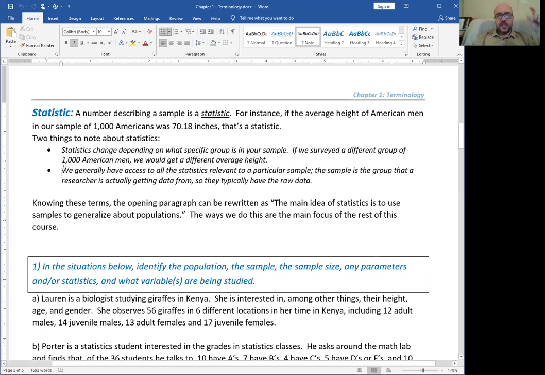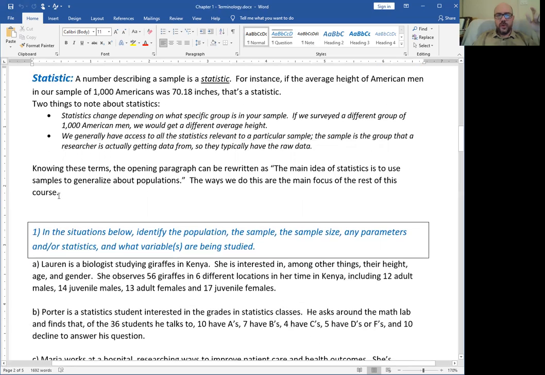So knowing these terms, we can rewrite that opening paragraph like this. The main idea of statistics is to use samples to generalize about populations. That's really the ultimate goal of what we are doing in statistics: we are using small subgroups to try to generalize about the large full group.